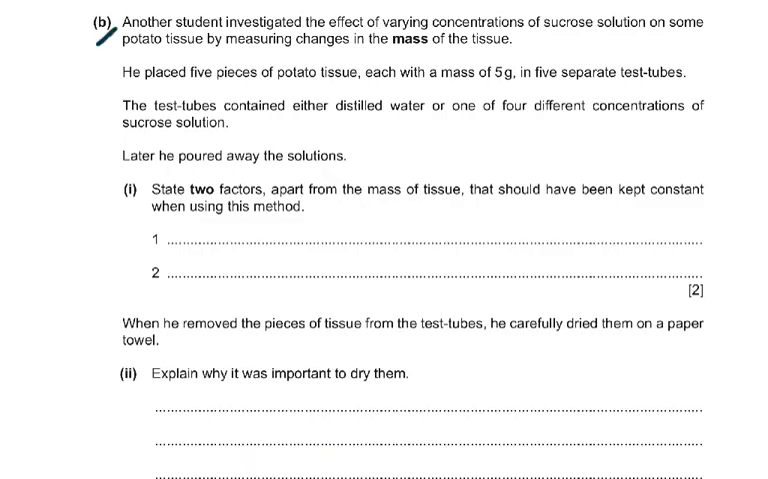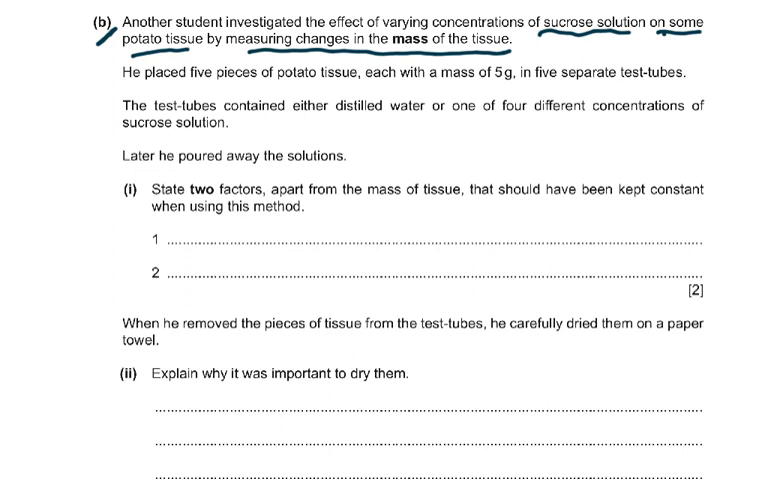Now, coming to the B part of the question, another student investigated the effect of varying concentrations of sucrose solutions on some potato tissue by measuring changes in the mass of the tissues. You see, at times the length might not have increased, but the breadth might have increased, and you think, oh my God, length hasn't increased. So mass was a much better way of doing it. That's always a better improvisation on the previous experiment.